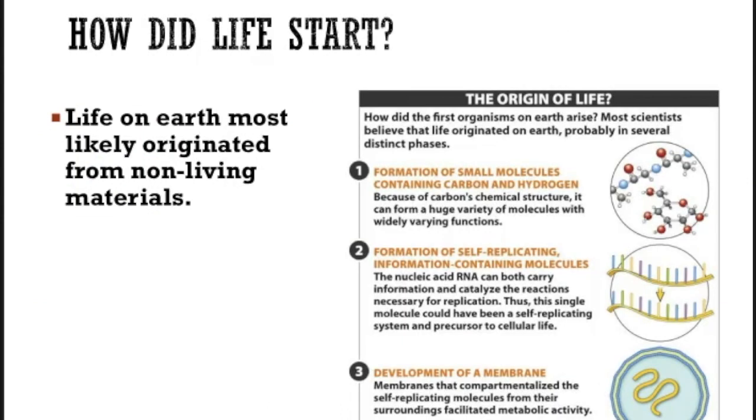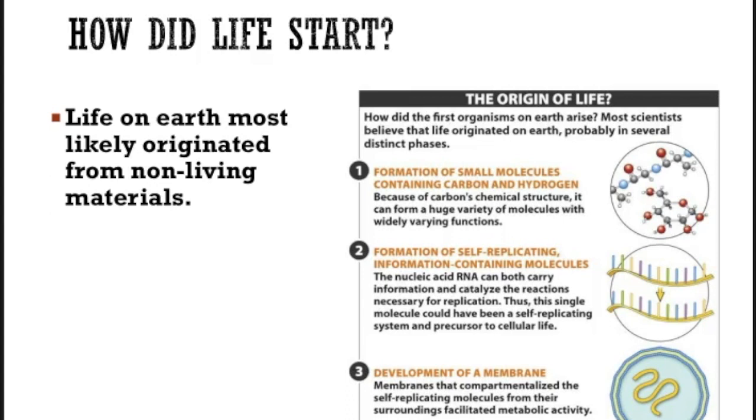So how did life start then? We know certain things must be true. If the scientists are right, life must have evolved on Earth from non-living materials. And there are three really important things that had to happen in order for life to emerge from non-living things. The first is the formation of small molecules containing carbon and hydrogen. Carbon and hydrogen are the atoms found in every molecule of living things. And carbon structure is really interesting because it can form a lot of highly variable molecules with lots of different functions. DNA, proteins, RNA, lipids, carbohydrates, all of these molecules are made up of carbon and hydrogen. So we've got to have small versions of these that can be put together.